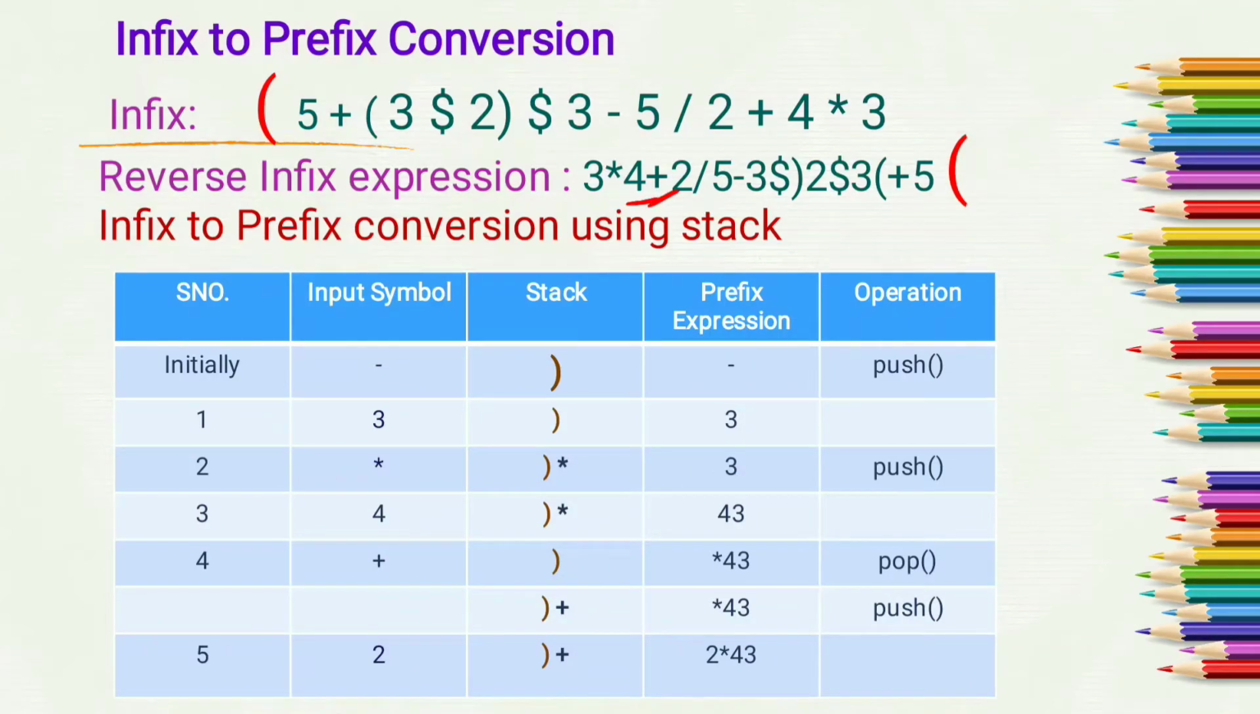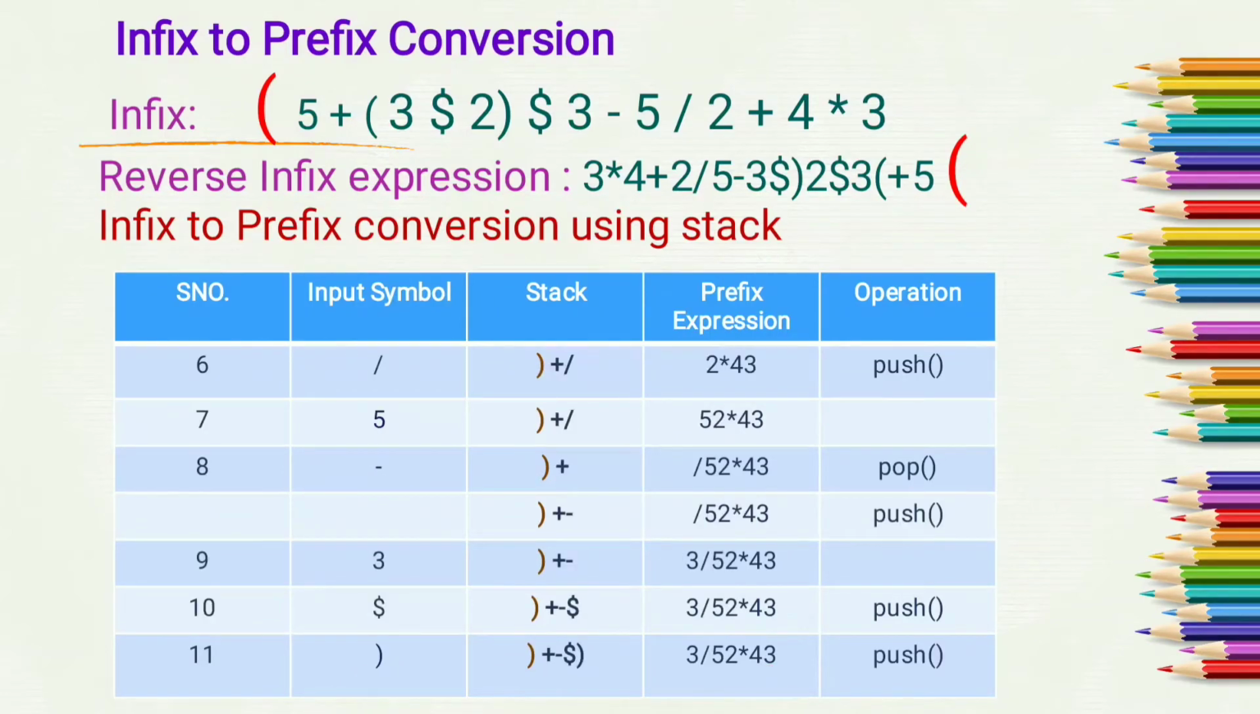Next is plus. So we have to compare plus with multiplication. As multiplication has higher precedence than plus, we cannot push plus over multiplication. First we have to pop this multiplication from the stack and add it into the prefix expression before 4. Then we compare plus and closing bracket. As plus has higher precedence than closing bracket, we push plus into the stack. Next input symbol is 2, which is an operand. We have to add it into the prefix expression before multiplication.